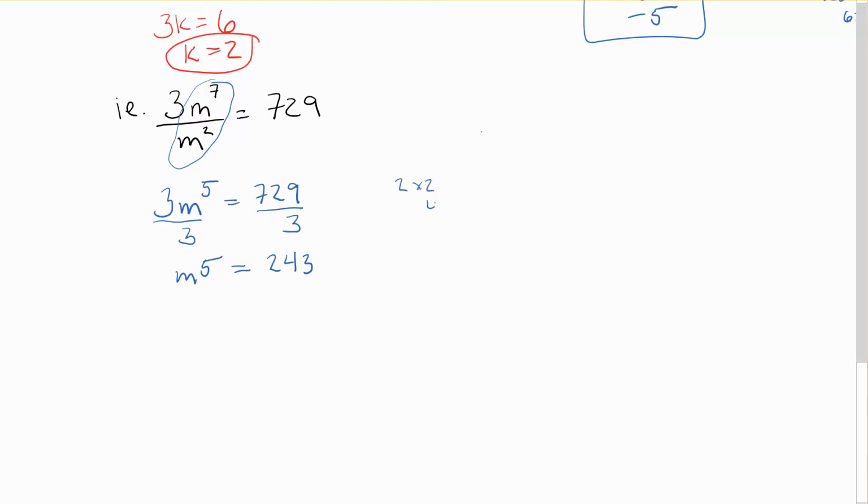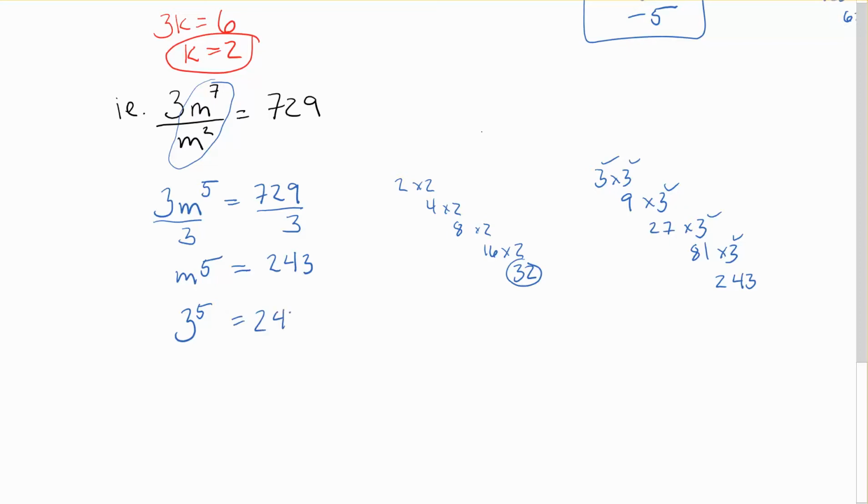2 times 2 is 4, times 2 is 8, times 2 is 16, times 2 is 32. That's not enough, so let's try something else. What about 3? 3 times 3 is 9, times 3 is 27, times 3 is 81, times 3 is 243. And that was 1, 2, 3, 4, 5, just like we needed. So my answer here is going to be 3 to the power of 5 is equal to 243. And I do need to write the official answer there, being that m we know is going to be 5.